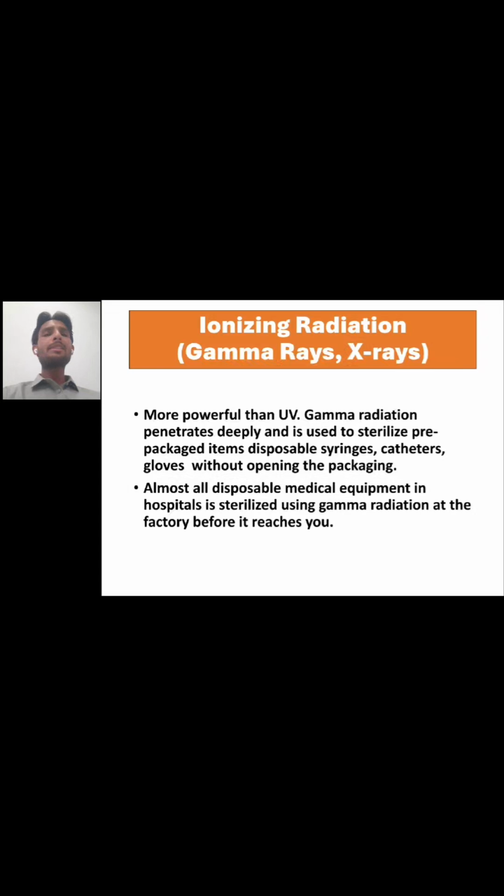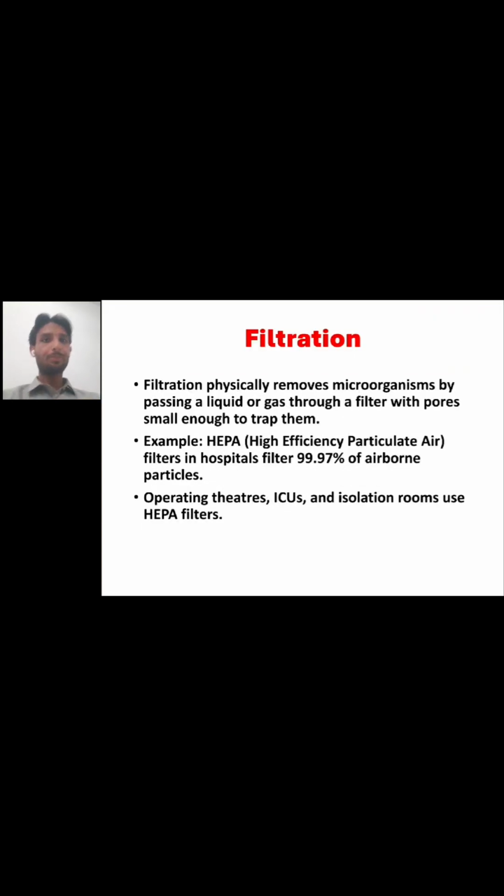And the next one is ionizing radiation, which includes gamma radiation and X-rays. X-rays and gamma radiation are quite powerful. They can penetrate deeply into packages and glass, and destroy the microorganisms. So it is mainly used for disposable syringes, catheters, and gloves without opening the packages. Almost all disposable medical equipment in hospitals is sterilized using gamma radiation at the factory before it reaches them.